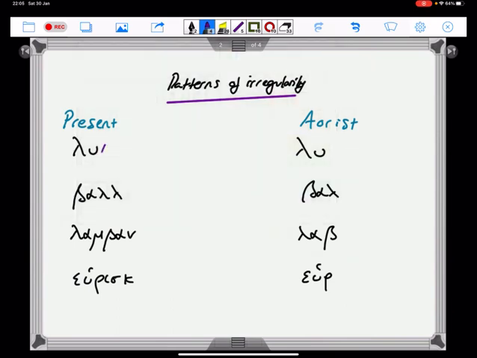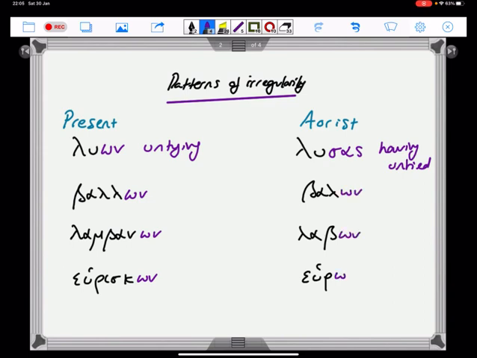So you'd expect luon and then lusas. Untying, having untied. Instead, various things happen. The first of the things that happens is the stem is going to shorten. So ballon, lambanon and heoriscone become ballon, lambone and heoron.